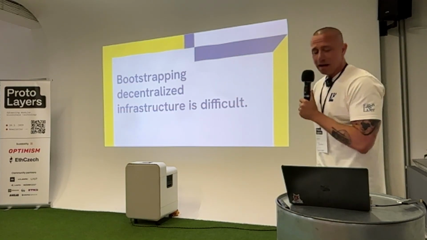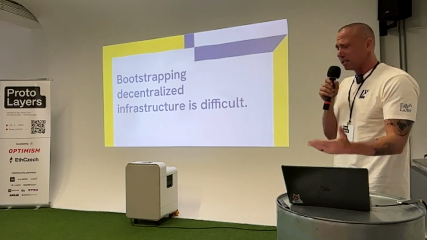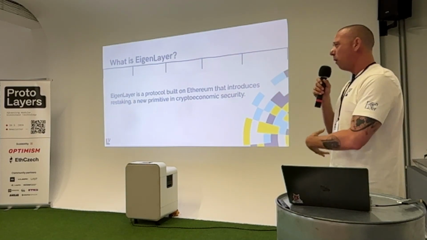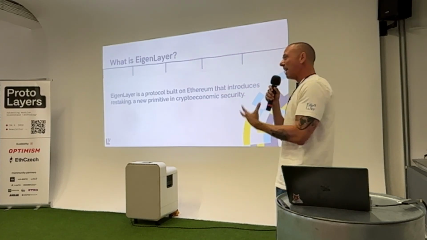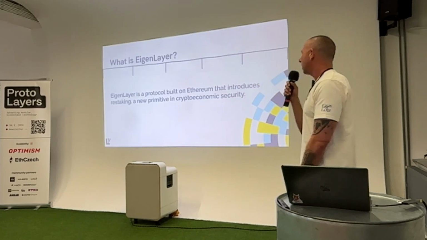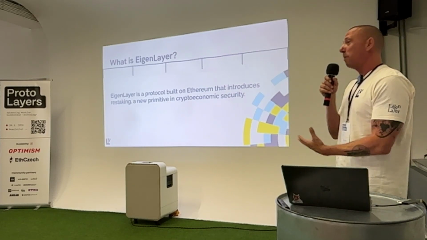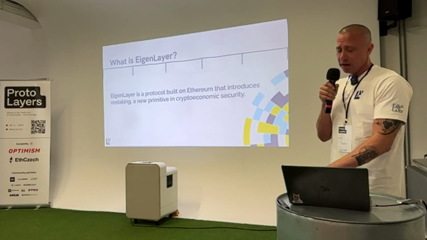So the core challenge is this: bootstrapping decentralized infrastructure is difficult. And EigenLayer, the purpose that it serves, or the means to the end of the whole restaking, is that it provides a platform for developers to build arbitrary proof-of-stake networks by inheriting the economic security of Ethereum.